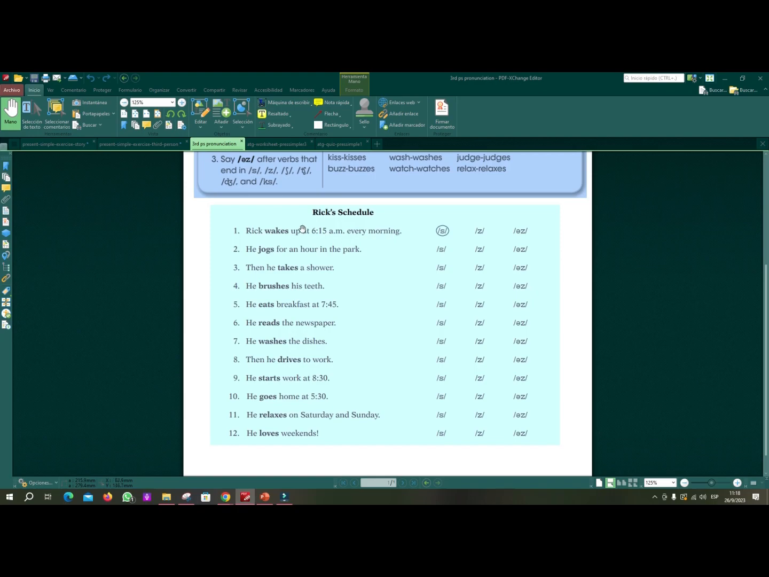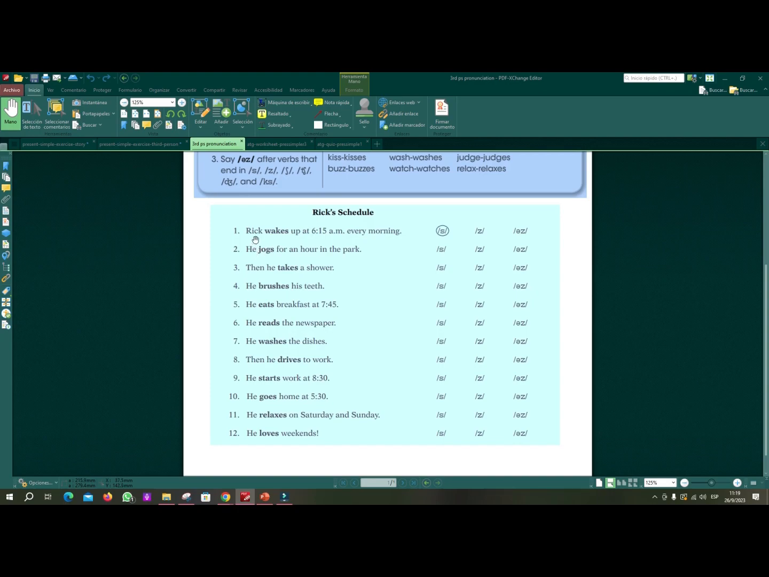Aquí tienen algunas oraciones. Vean, el primer ejemplo es, it says, Rick wakes. Ven el sonido de la S, wakes. Entonces acá tienen 3 columnas con los 3 diferentes sonidos. Usted va a elegir el sonido correcto de acuerdo a la pronunciación de ese verbo cuando utilicen tercera persona.